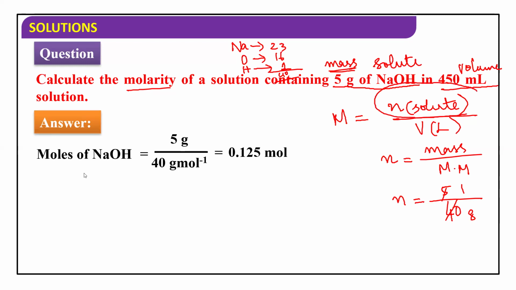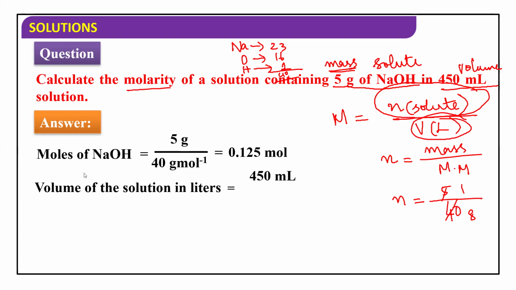So we have found out the number of moles. Now what else we need? We need the volume of solution in liter. But in the question, the volume is given in terms of milliliter. So convert this milliliter to liter. For that, you have to multiply the given milliliter by 1 liter divided by 1000 ml. 1000 ml is nothing but 1 liter, so milliliter gets cancelled here. Then we will get 0.45 liter as the value for volume.